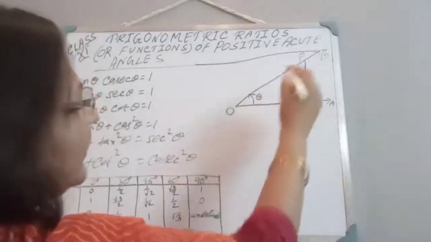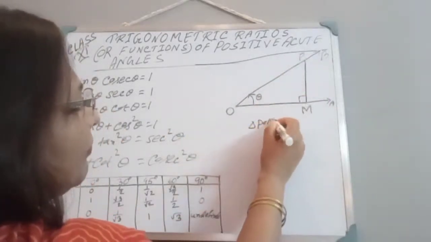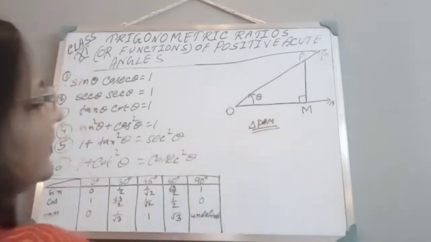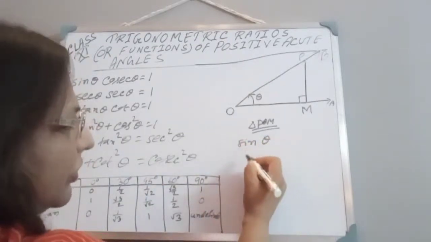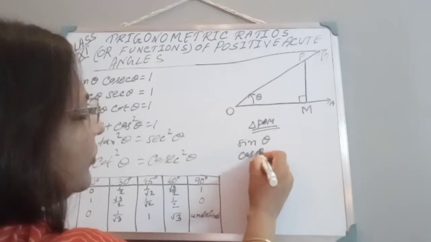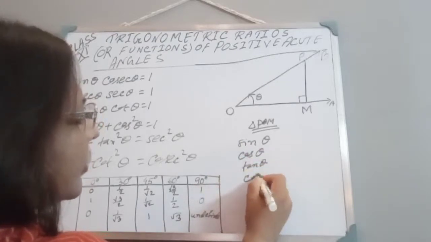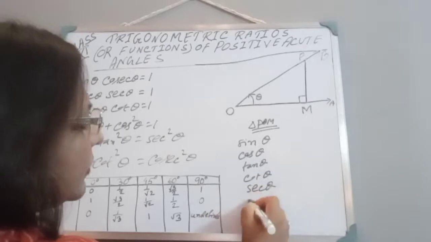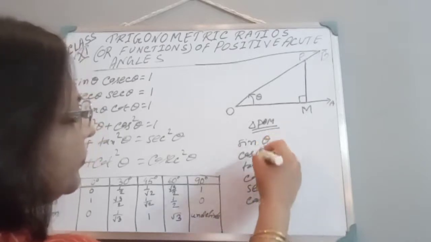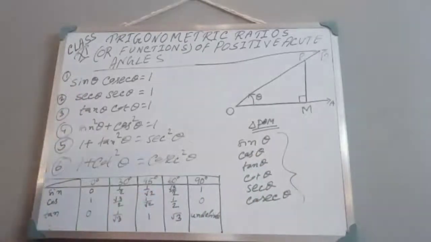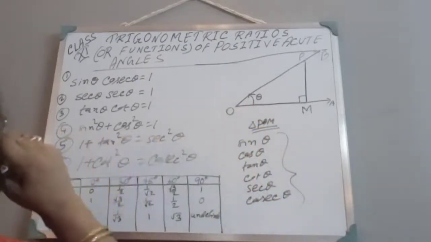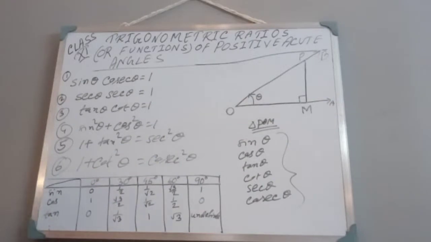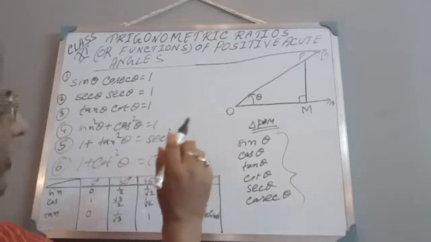Okay, now we get a right angle triangle, triangle POM. From this right angle triangle, we can find the trigonometric ratios. What are the trigonometric ratios? These are sine theta, cos theta, tan theta, cot theta, sec theta, cosec theta. These are 6 trigonometric ratios. This is the positive acute angle, and on the basis of this we have to find the values of the trigonometric ratios.